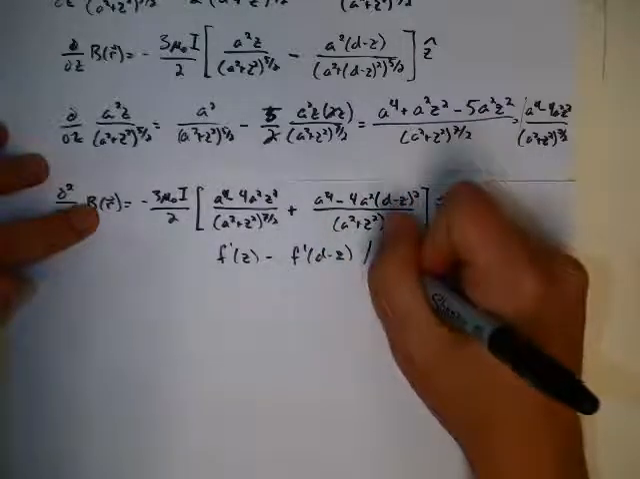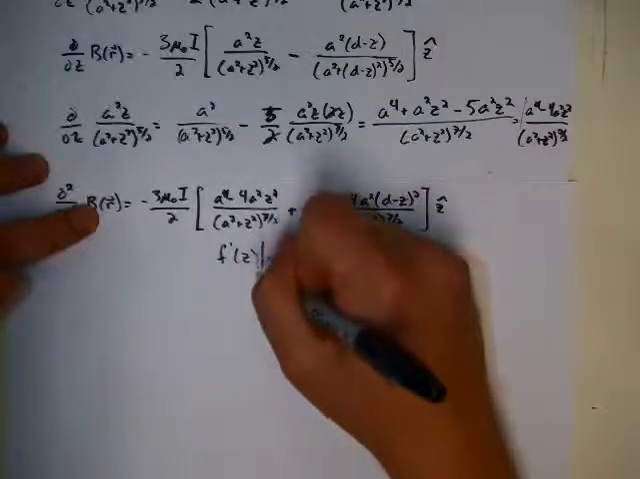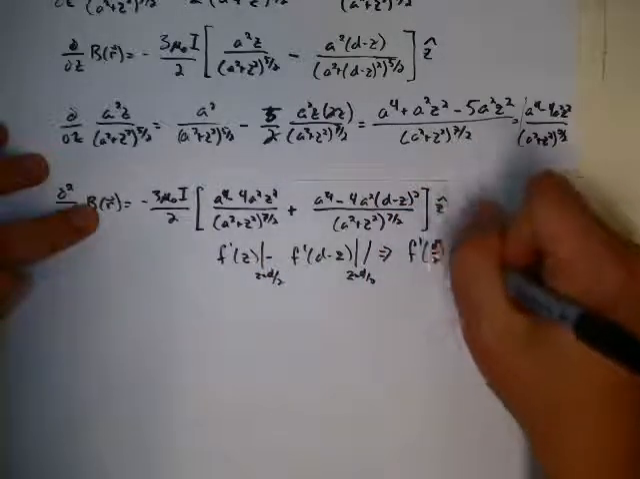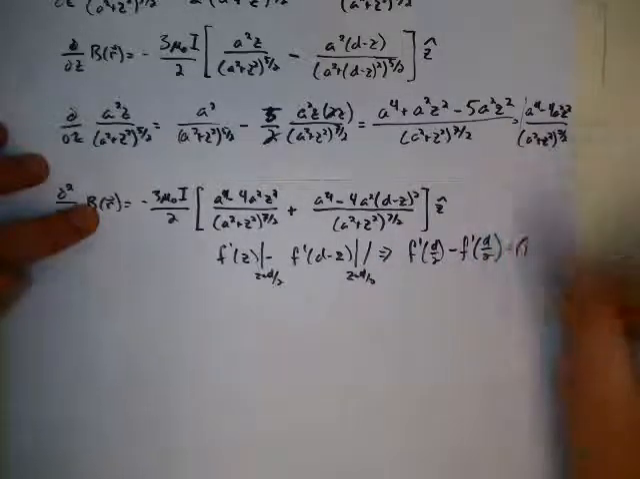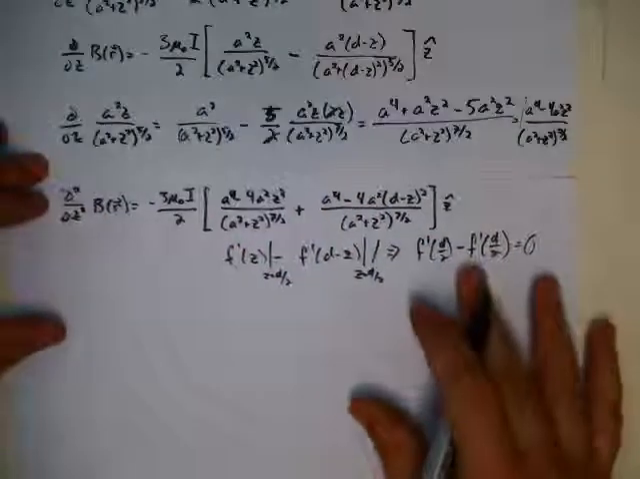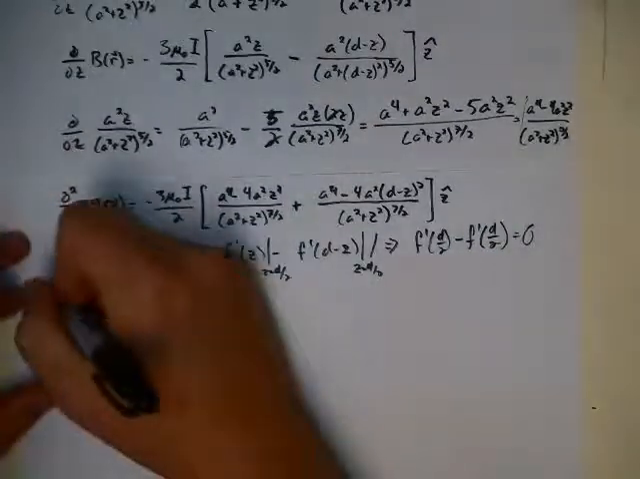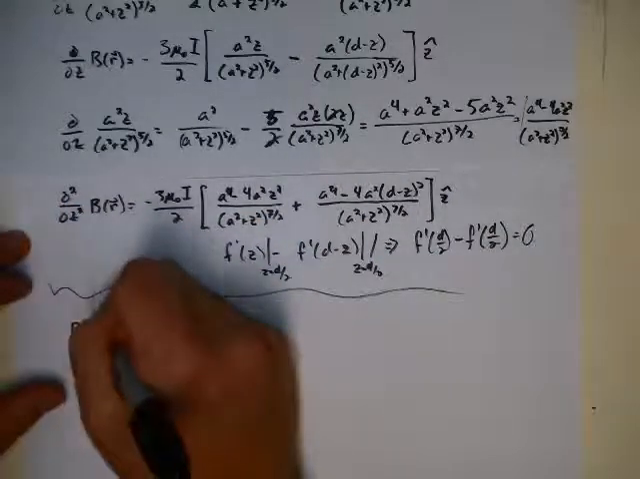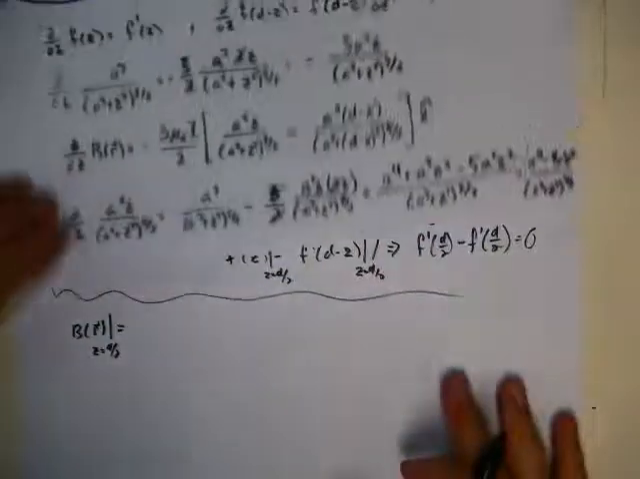When I evaluate them both at z equals d over 2, this is going to give f prime at d over 2 minus f prime at d minus d over 2, which is d over 2, which is 0. And so I already know that one further derivative evaluated halfway between will give 0. And so let's go ahead and now do these evaluations. So B of r at z equals d over 2. That's the first one that we looked at.